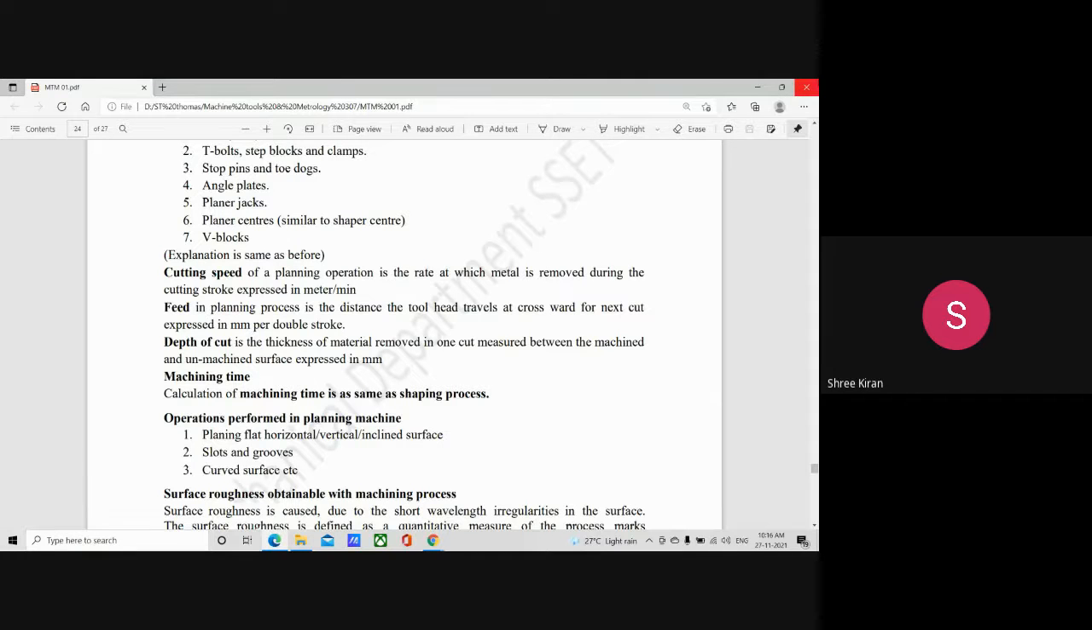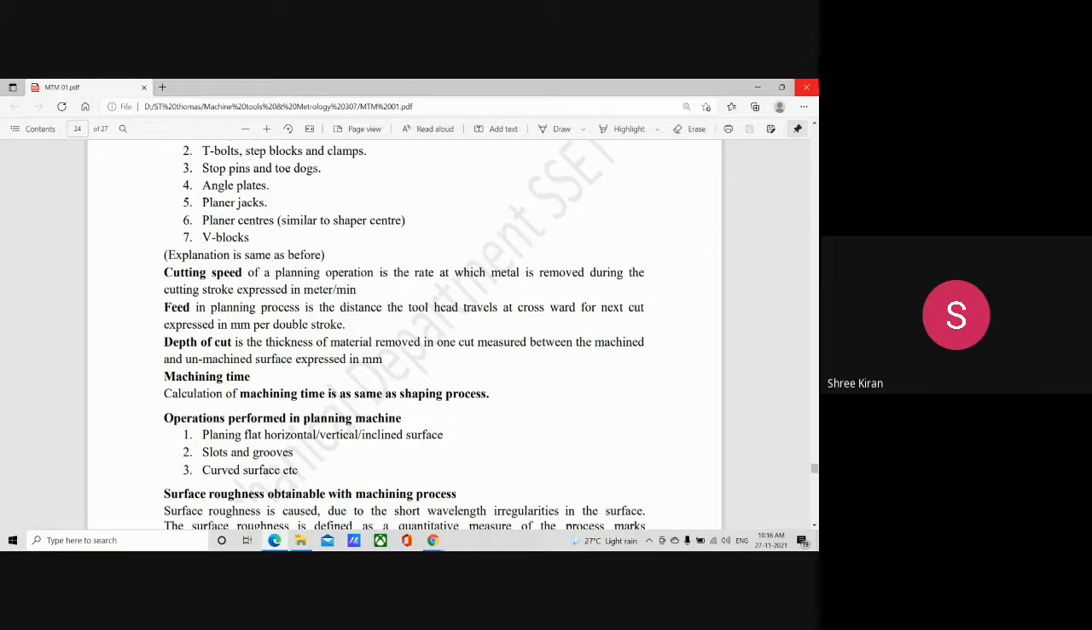Then feed in the planing process is the distance the tool head travels across the work for the next cut, expressed in millimeters per double stroke. That's what happens. Feed in the planing process is mainly the distance of the tool head travel across the work for the next cut, expressed in millimeters per double stroke.